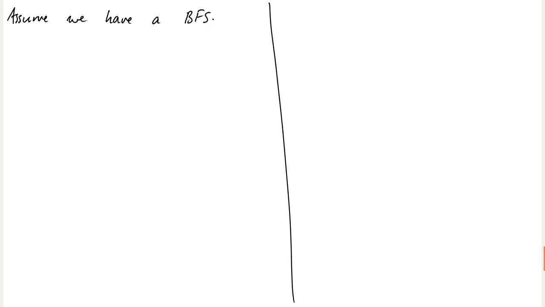So let's just see what we can do here. I'm going to assume at some point we have a basic feasible solution. I'm going to start writing BFS for basic feasible solution. At some point in our algorithm, we've done k steps already, we're up to x_k, with sets B and N of basic and non-basic variables.